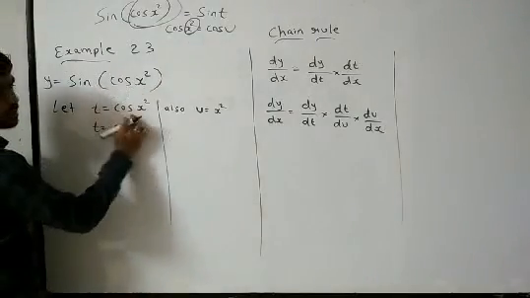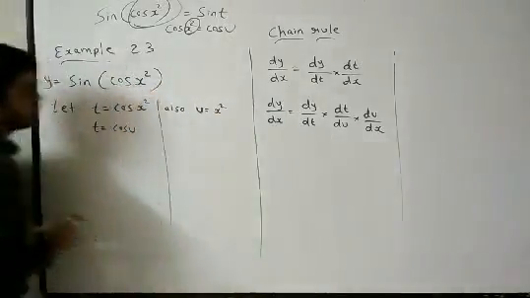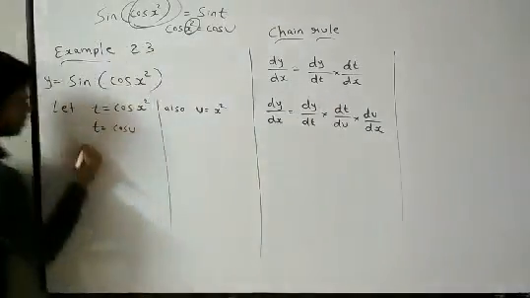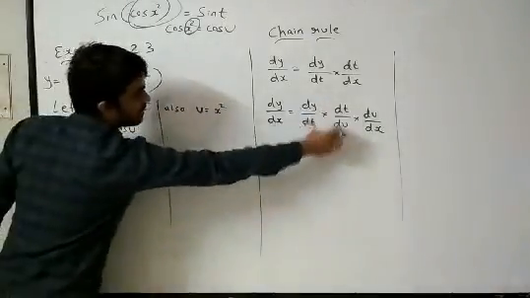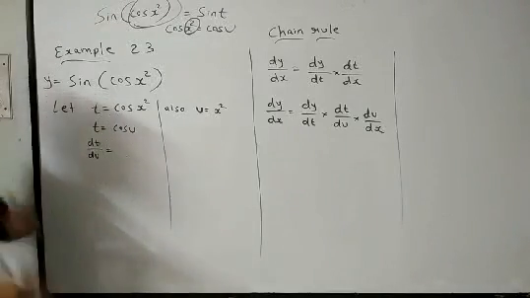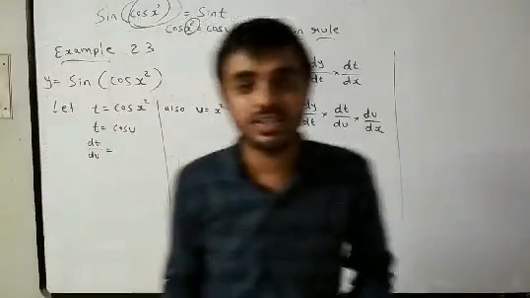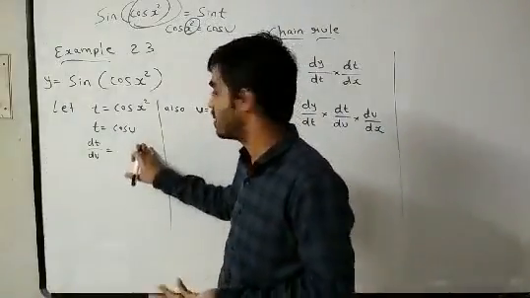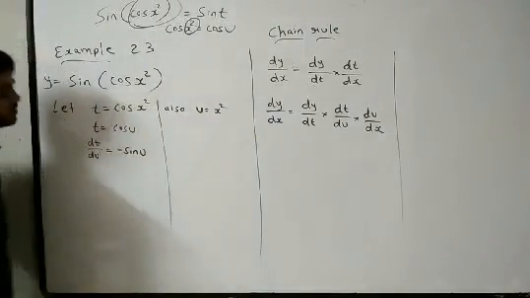Cos x square is equal to t, but here also there is x square inside the cos, so let x square be equal to u. Now t is equal to cos u. We want dt by du, so differentiating with respect to u, the derivative of t with respect to u is dt by du. The derivative of cos x is minus sin x, so the derivative of cos u is minus sin u. So here we get minus sin u.